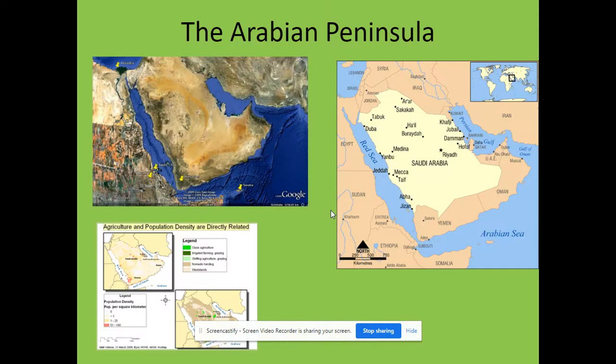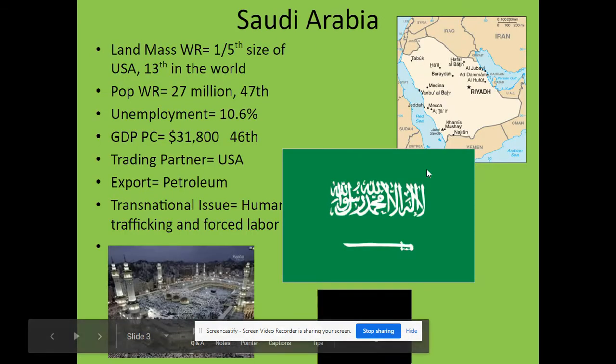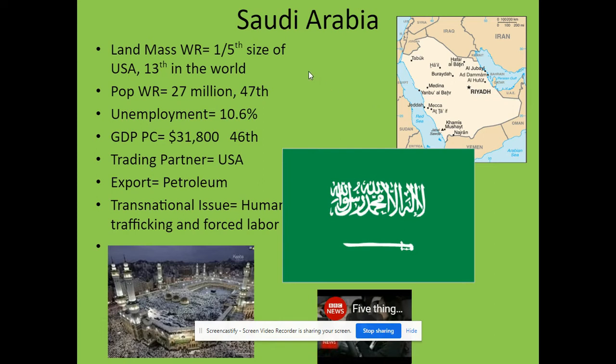The Arabian Peninsula is known for its oil and natural gas. They don't grow a tremendous amount of food there. Saudi Arabia is a big ally. They send us oil, and we send them food. Saudi Arabia is the 13th biggest country in the world. Now, there's a lot of dots here, but the majority of the country is desert. The Arabian Peninsula is almost entirely desert. It has 27 million people, so that's kind of like the size of Florida, probably, or so. 47th biggest country in the world.